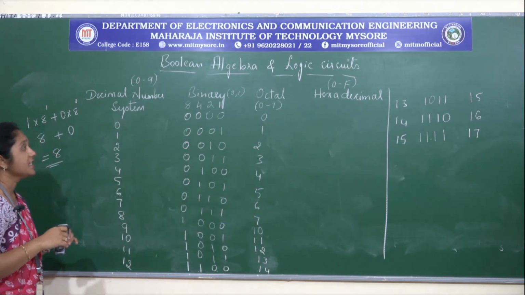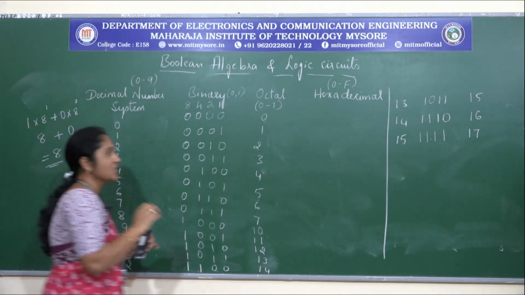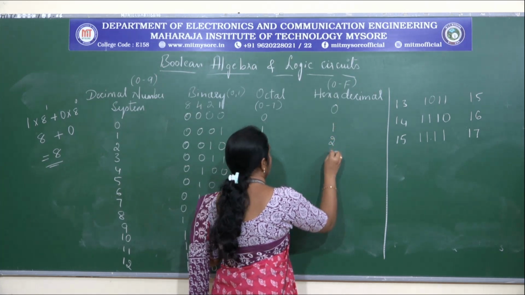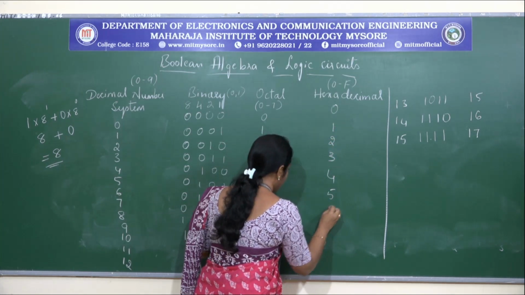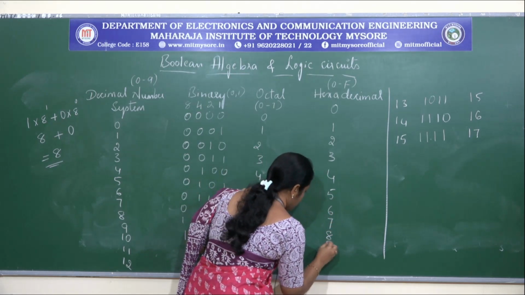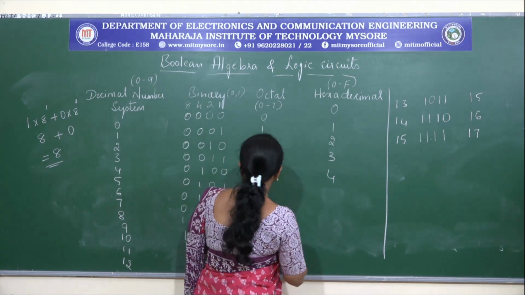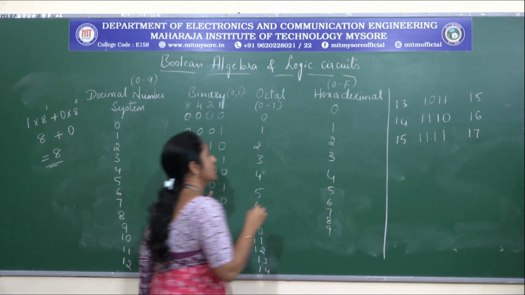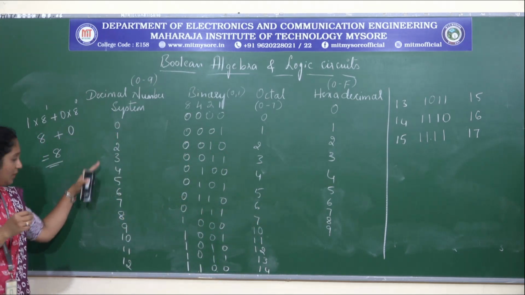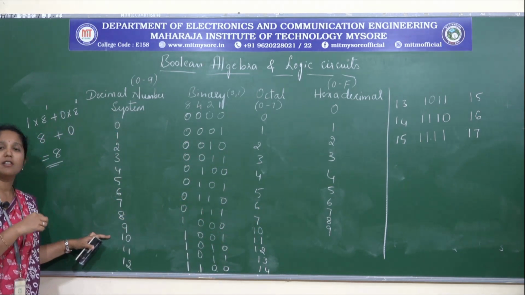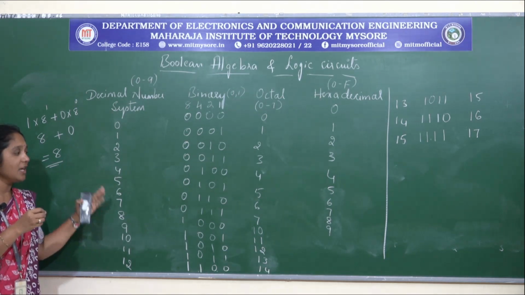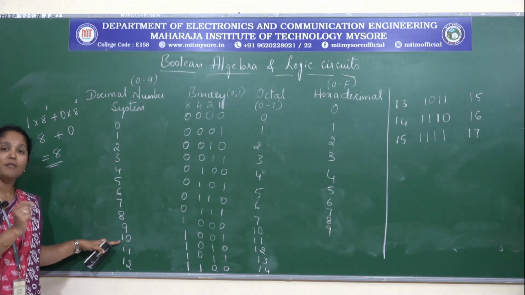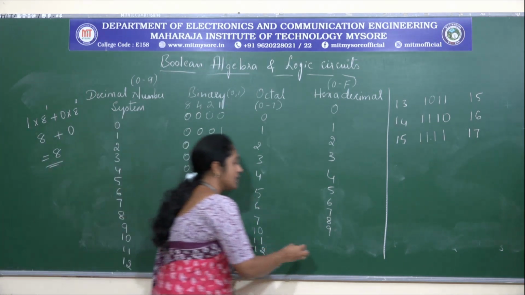Now let us write hexadecimal numbers. We have 16 digits, so we need not worry here. But up to 9 we have digits the same as the decimal number system. After that, we have symbols for representing the number. We will not write 10, we will write capital A instead of 10.